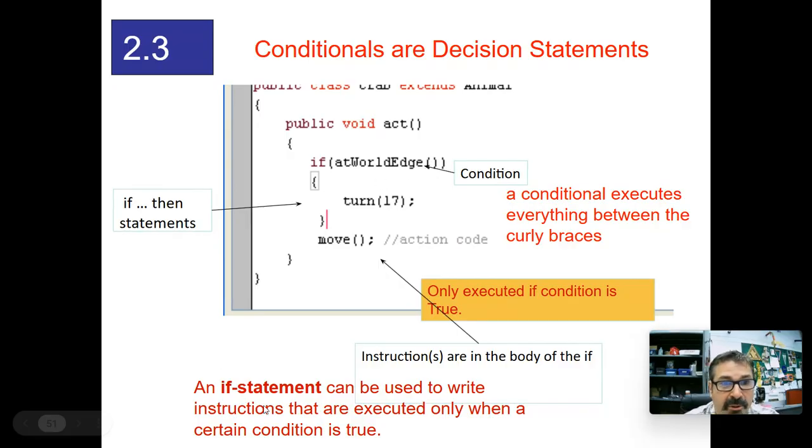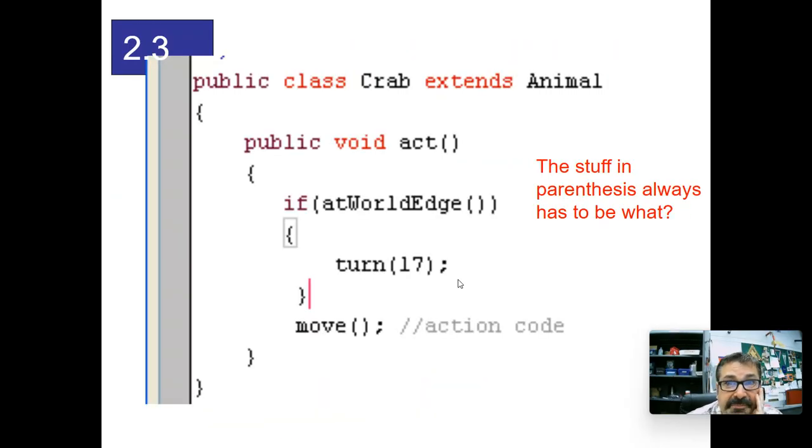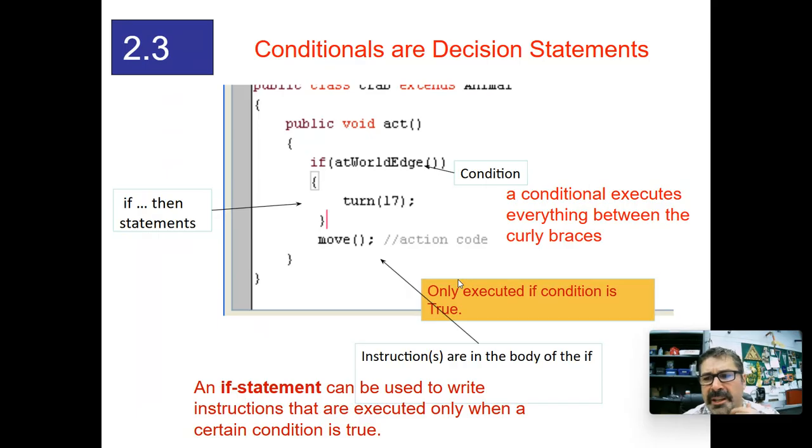An if statement can be executed, write instructions that are executed only when a certain condition is true. Okay, so here's the condition between these parentheses, at world edge. So if at world edge produces true, then it's going to turn 17. If it produces false, it's going to skip everything between the curly braces and then go down to this thing. Okay, so this is the act method. So it's always going to move, but it's only going to turn 17 if this is true. Hopefully that makes sense. Give me a thumbs up if that makes sense. Just kidding, I can't see your thumbs up.